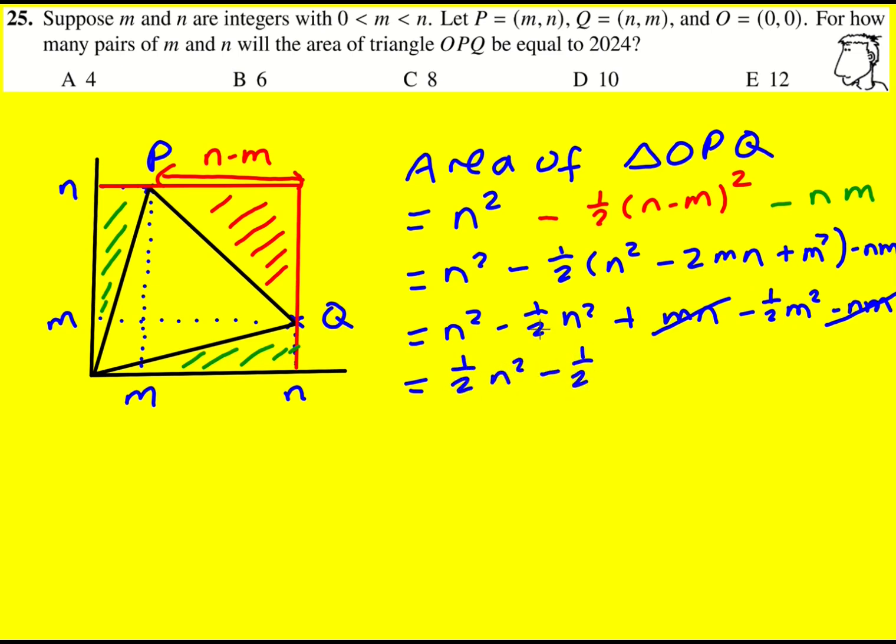There must be some sort of symmetry going on in the question. We can't have more lots of n than m, I don't think, because of the way we've constructed it. So this is looking okay. I can factorize out the half, and then let's set it equal to 2024.